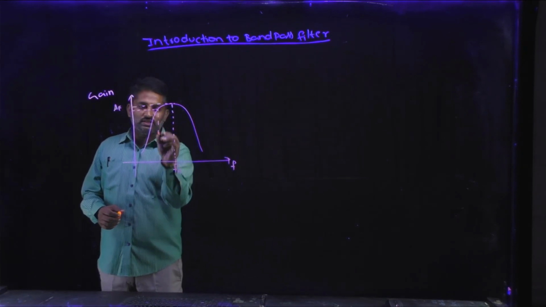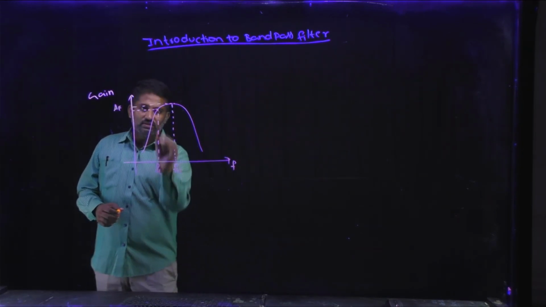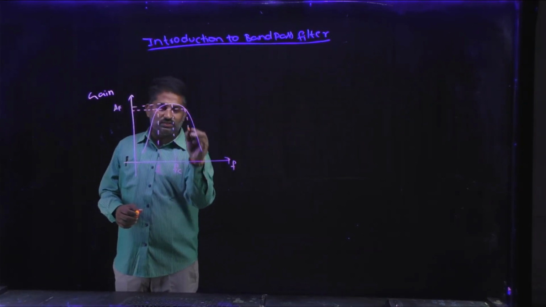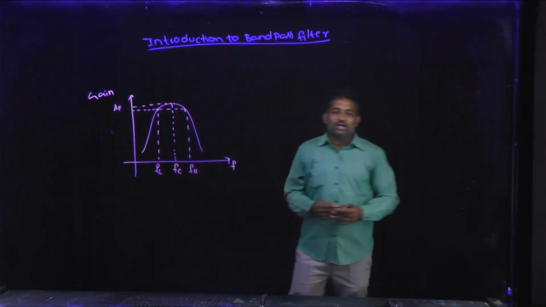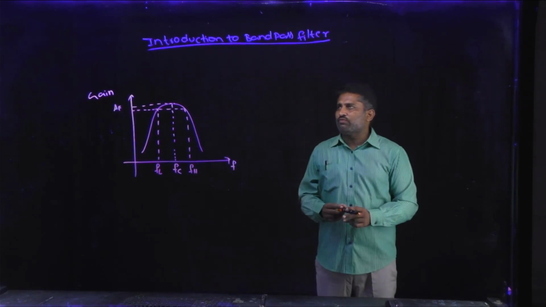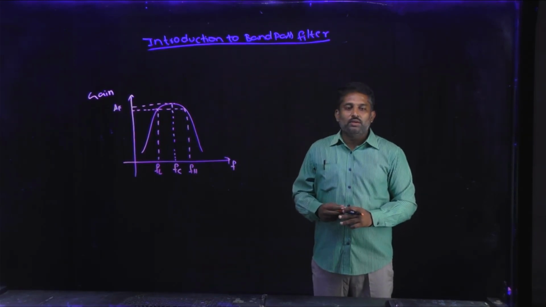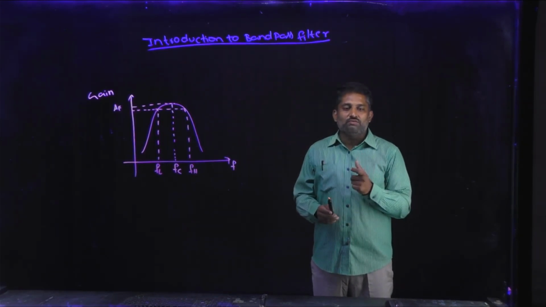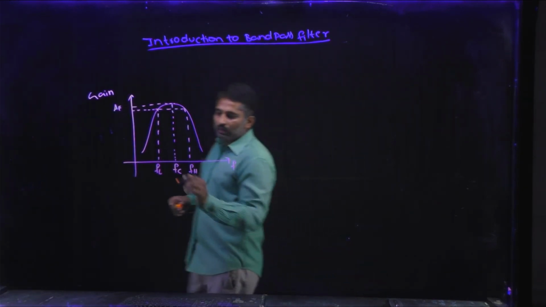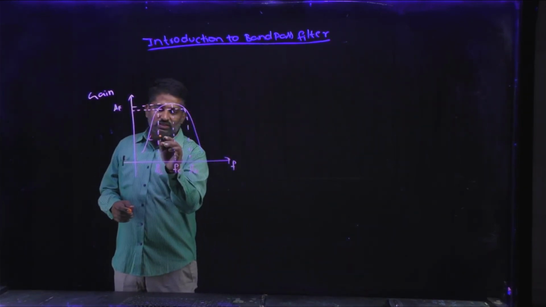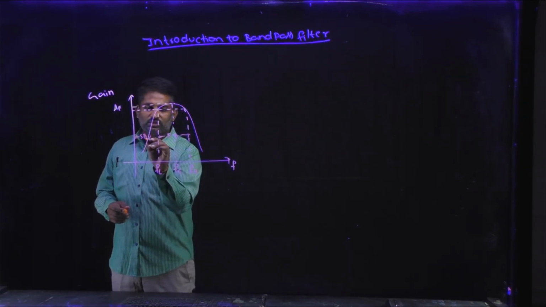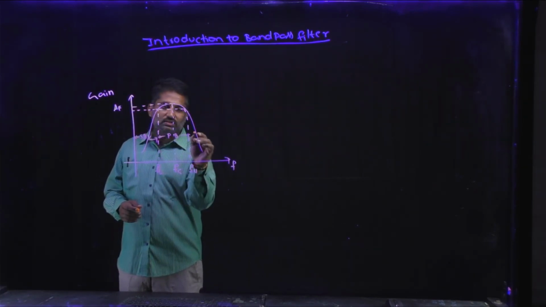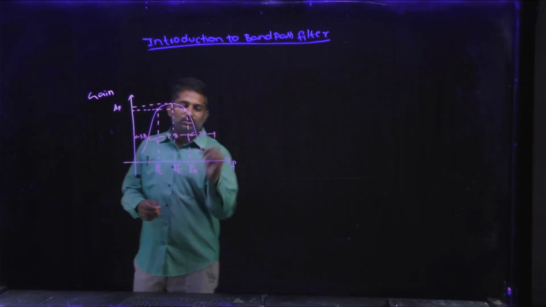And here it is FL, and here we have FH, which is nothing but the frequency response of the band pass filter. A band pass filter consists of two stop bands and one pass band. Here it is the pass band, and here it is the stop band. Two stop bands and one pass band.